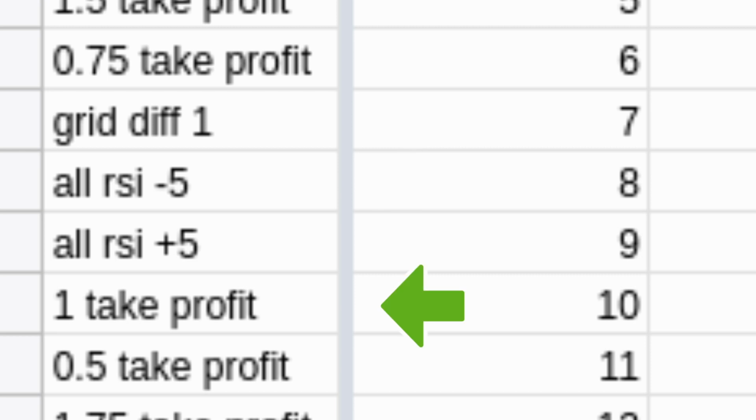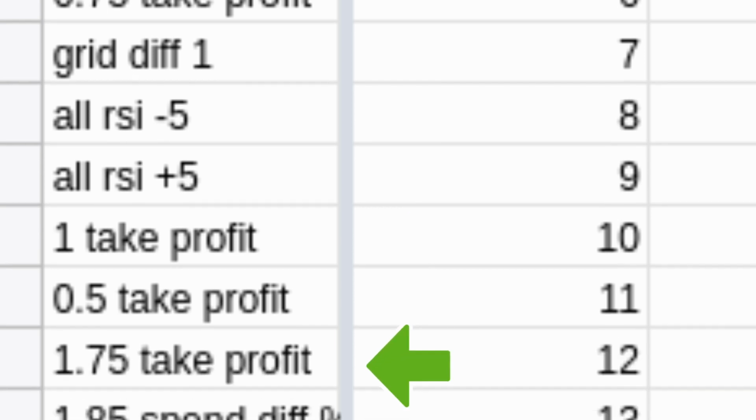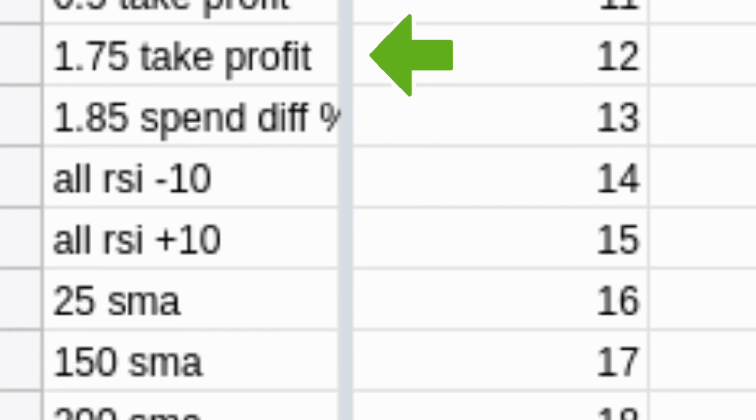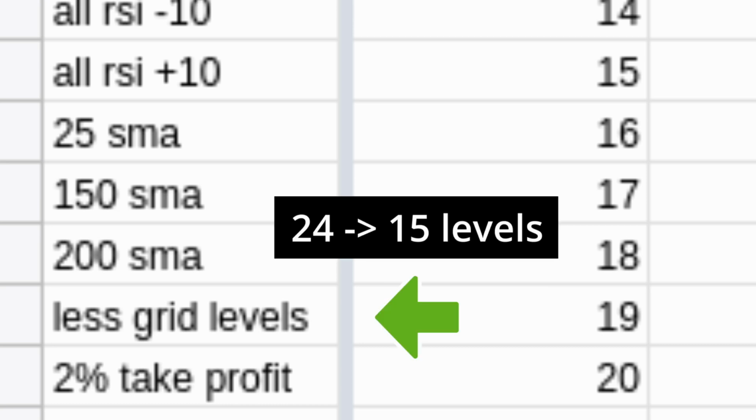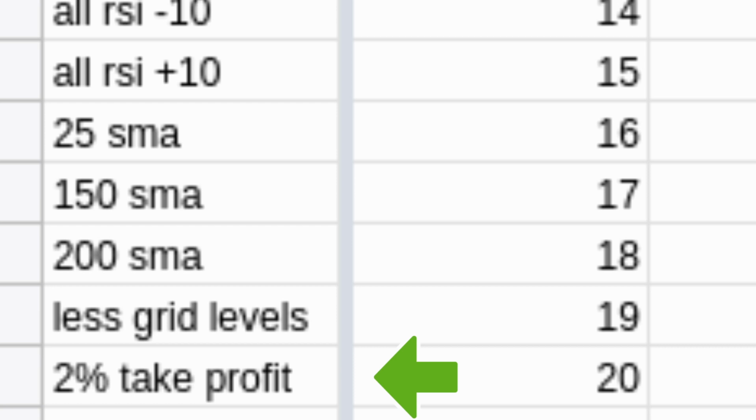10th variation will have 1% take profit. 11th will have 0.5% take profit. 12th will have 1.75% take profit. 13th will have 1.8% spending difference between each grid level. 14th will have all RSI -10. 15th will have all RSI +10. 16th will have 25 SMA. 17th will have 150 SMA. 18th will have 200 SMA. 19th will have less grid levels. And 20th will have 2% take profit. Let's see how they perform.